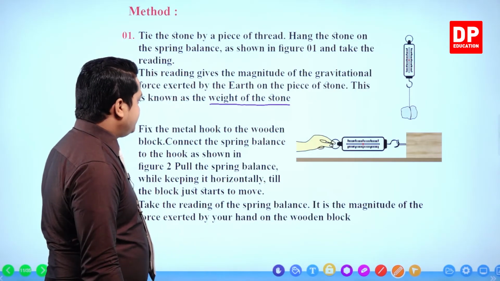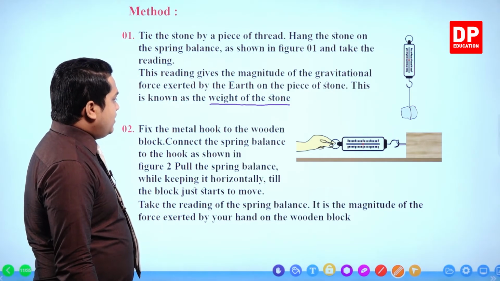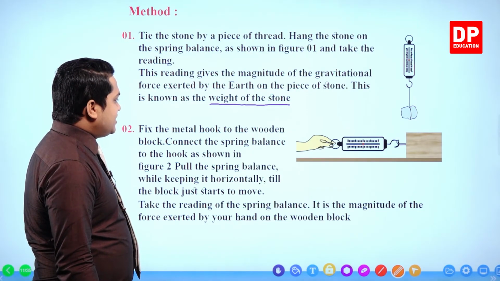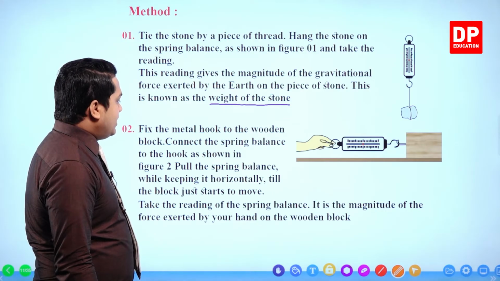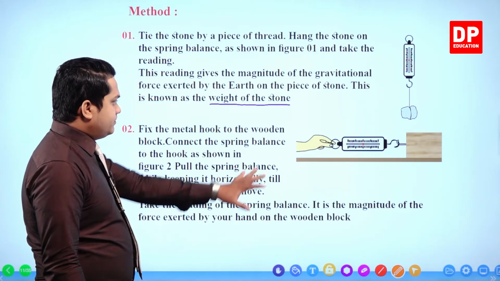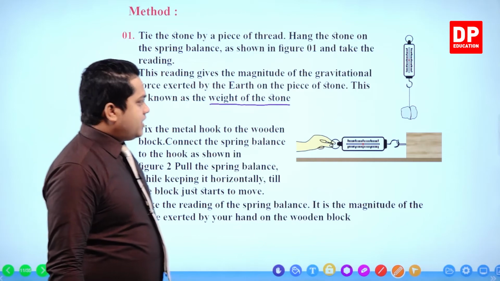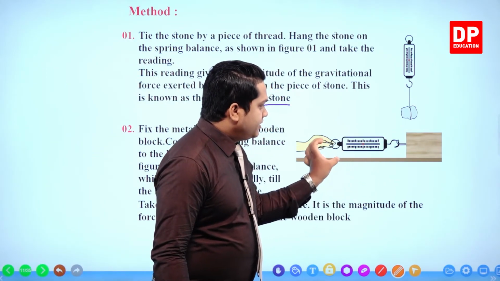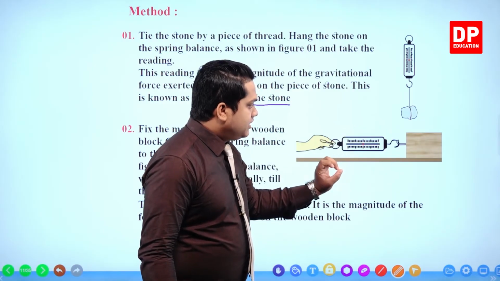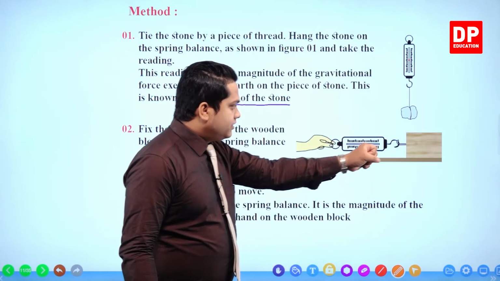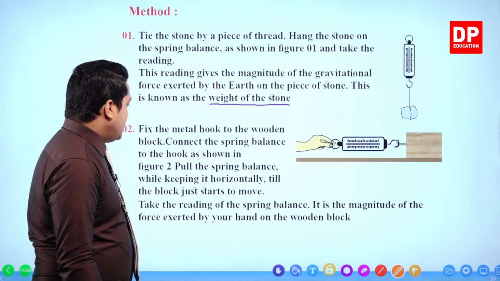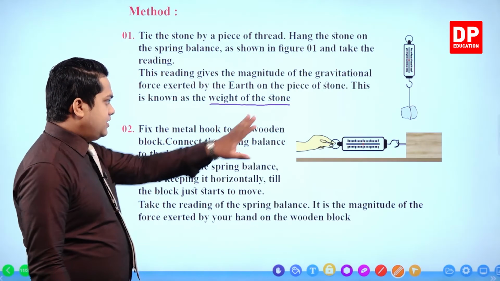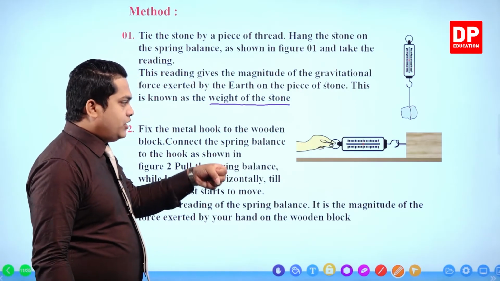The second one. Fix the metal hook to the wooden block. Connect the spring balance to the hook as shown in figure 2. See here, you have to connect the hook to the block. Then after that, you have to insert the hook in here to that hook. Then what you have to do? Pull the spring balance while keeping it horizontal. Keep it horizontal and you have to pull it.